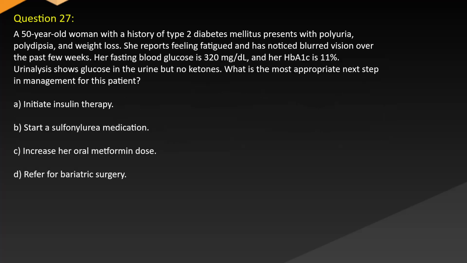Question 27. A 50-year-old woman with a history of type 2 diabetes mellitus presents with polyuria, polydipsia, and weight loss. She reports feeling fatigued and has noticed blurred vision over the past few weeks. Her fasting blood glucose is 320 mg/dL and her HbA1c is 11%. Urinalysis shows glucose in the urine, but no ketones. What is the most appropriate next step in management for this patient?